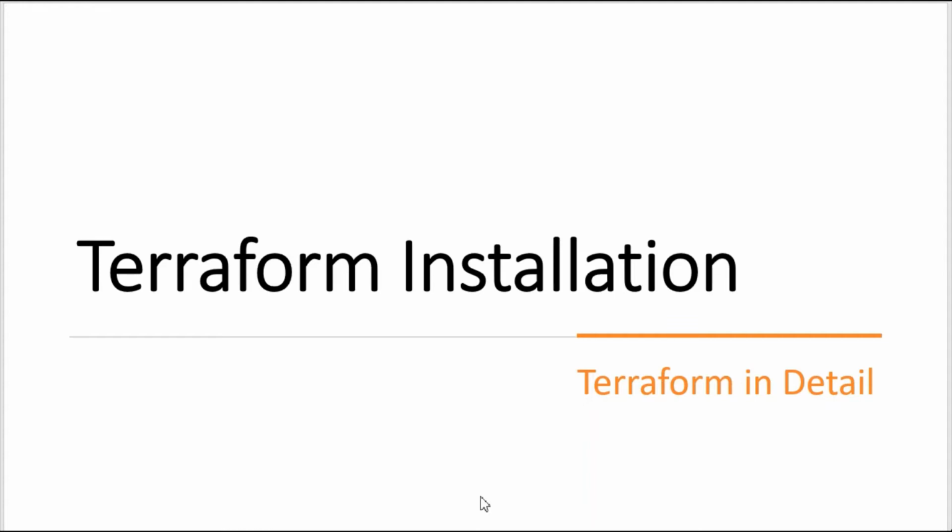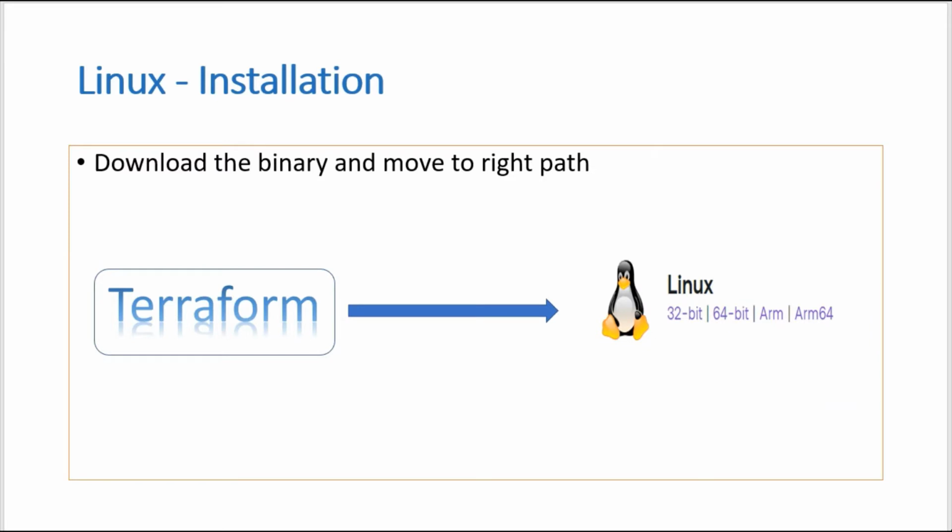So today we are going to discuss how to install Terraform on a Linux machine. As in the previous video, we saw how to install Terraform on a Windows machine. That was very simple. In the same way, first we'll see how to install Terraform on Linux as well. This is straightforward: download the binary and move it to the correct path. That's it. That's how simple Terraform installation is.